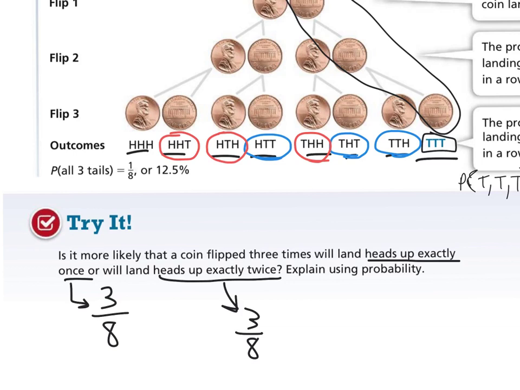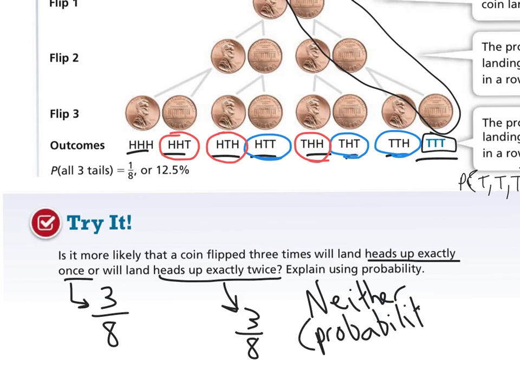It says, is it more likely that it will be heads exactly once or heads exactly twice? And so the answer is neither. We could say the probability of both is 3/8, or the probability of either one is 3/8.